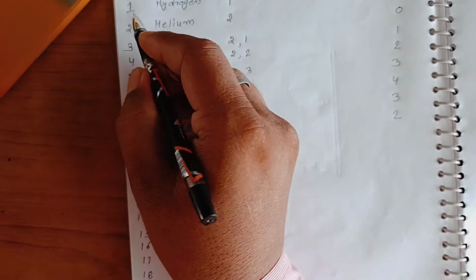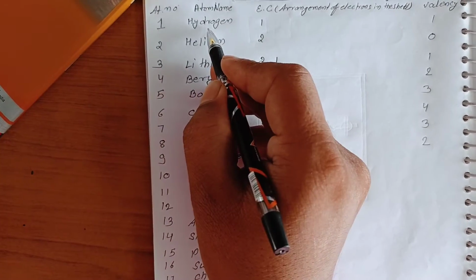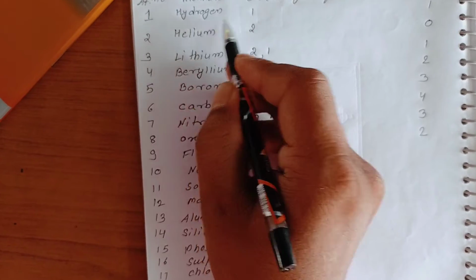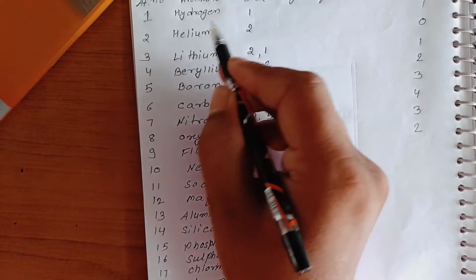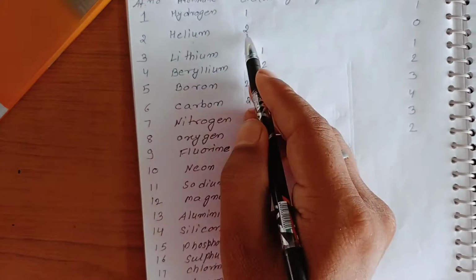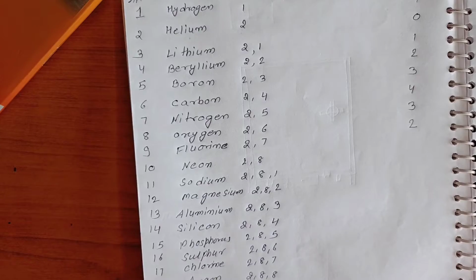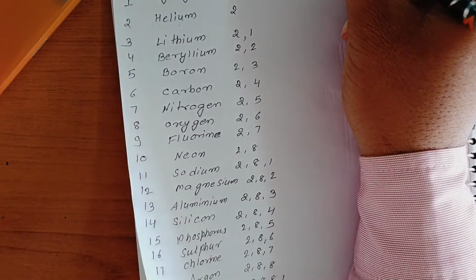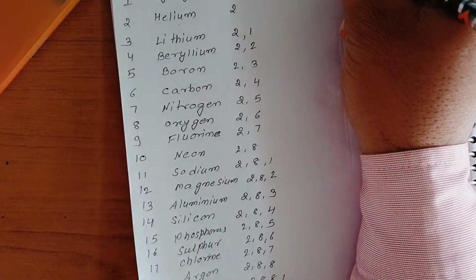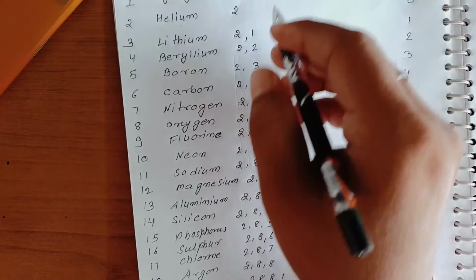So first, here we write the atomic number. Atomic number 1, that atom's name is hydrogen, and write 1. Helium, atomic number is 2, write 2. We write the electronic configuration this way: 2, 8, 8.